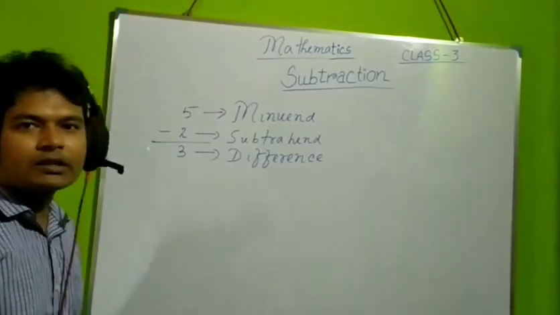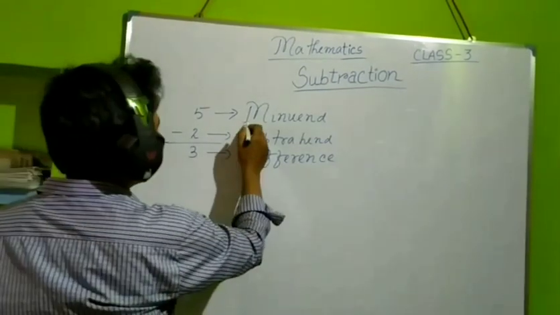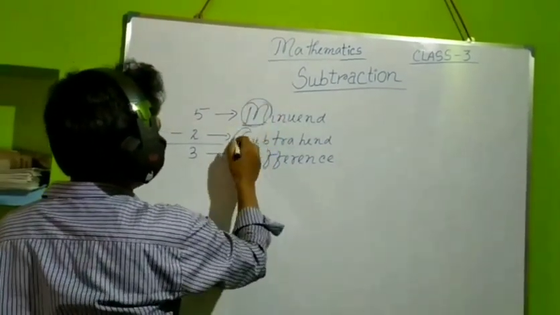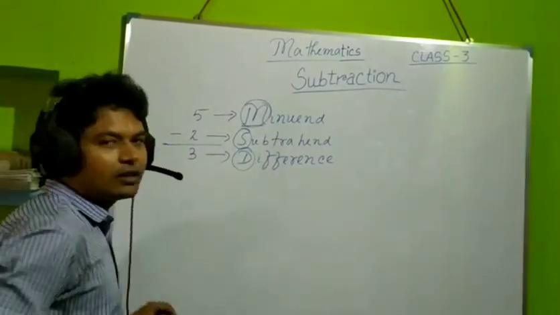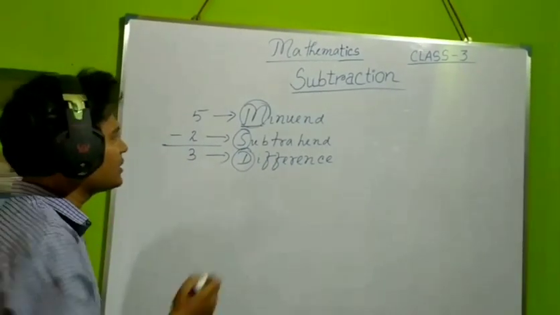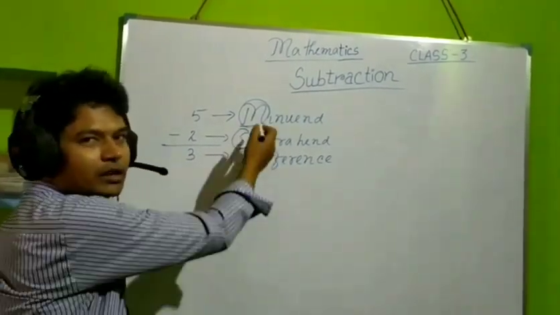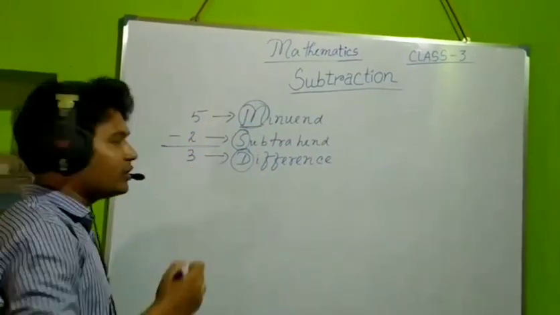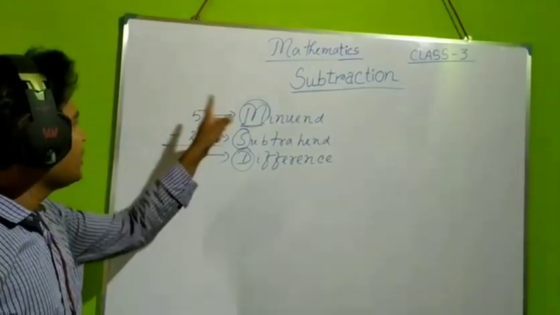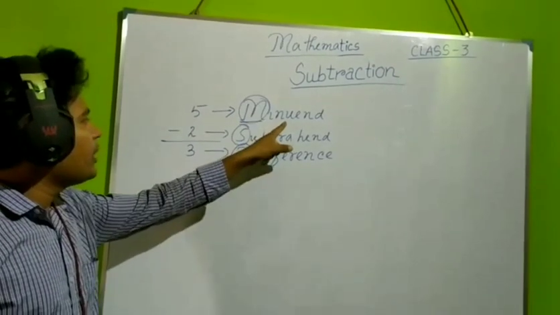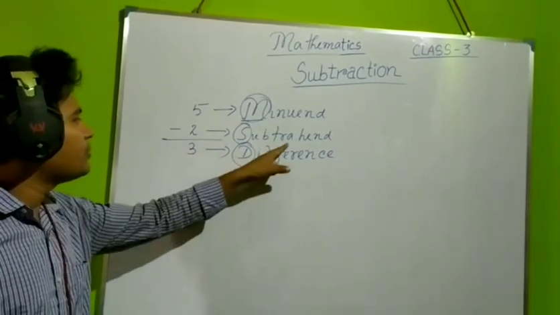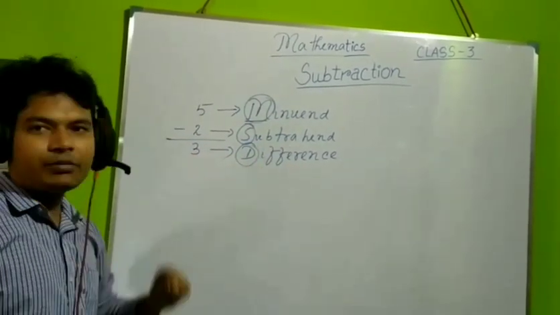So to remember this, you only remember the capital letters M, S and D. In short form, the trick to remember is MSD, Mahendra Singh Dhoni. Okay, so you don't forget about this. 5 is called minuend, 2 is called subtrahend and 3 is called difference.